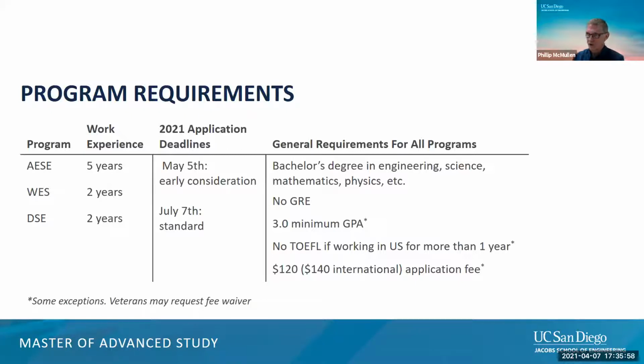All the programs generally are looking for a bachelor's degree in engineering, science, mathematics, or physics, something that's very quantitatively oriented. Again, those are general guidelines, and we've had some exceptions, and often the exception is based on what the professional experience is and how that relates. We do not require a GRE. There is a 3.0 minimum GPA. That is a UCSD requirement. But if your GPA is less, it depends on your application, and it is possible that you could be admitted into the program depending on the whole package.